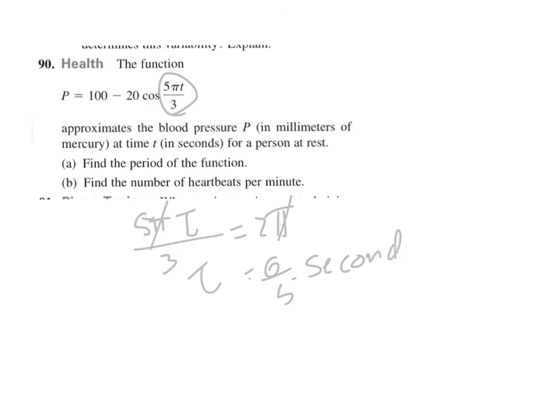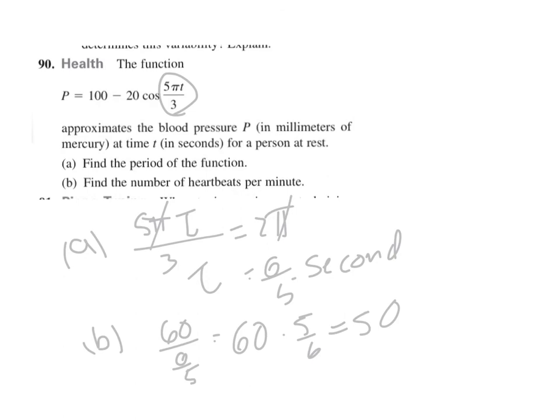And then how many beats per minute? Well, that would be part B. So that's 60 divided by 6/5, which is the same as 60 times 5 over 6, which is 50. Which makes sense. If it takes slightly more than a second to have a beat, then you're going to have slightly less than 60 beats in a minute. And the guy's actually pretty healthy, too. Anyway, enough said.